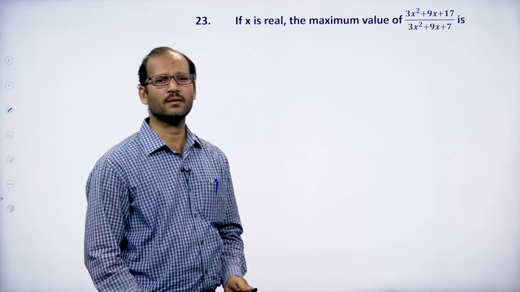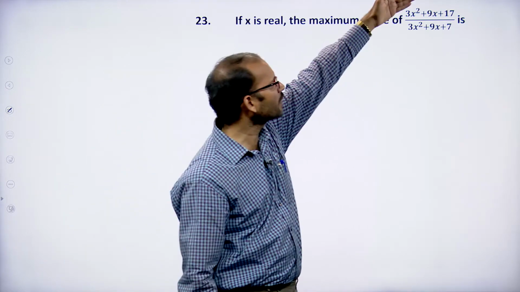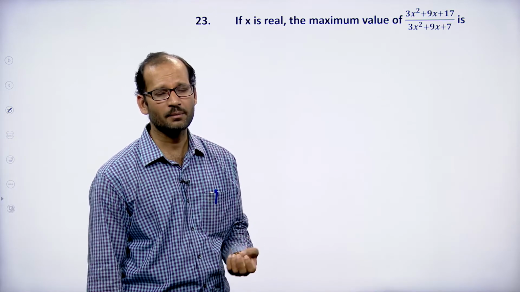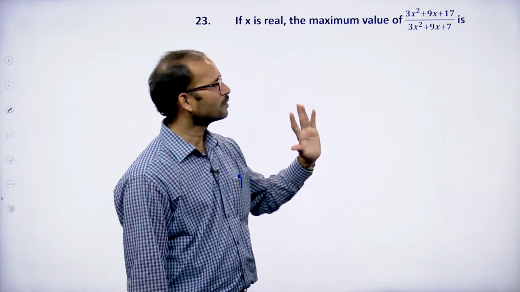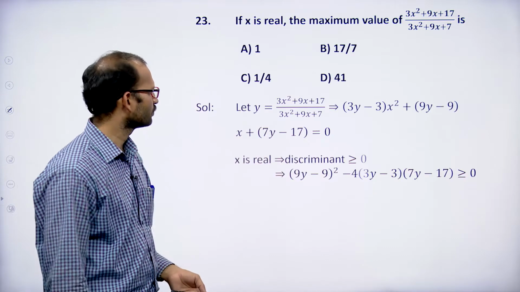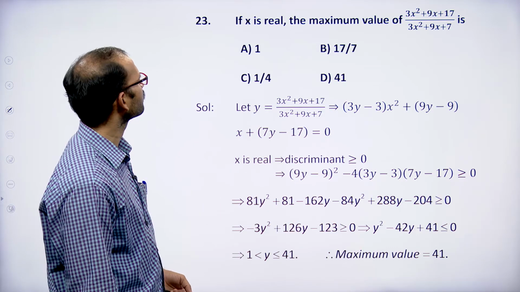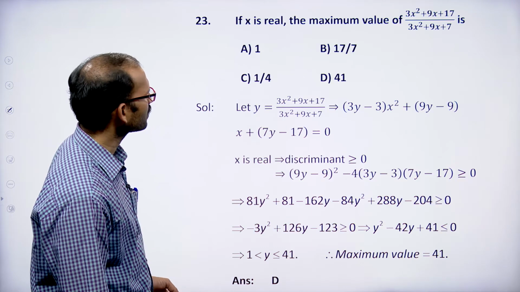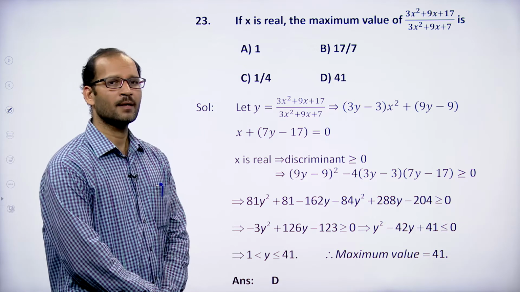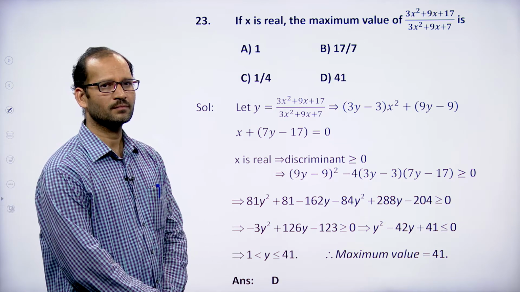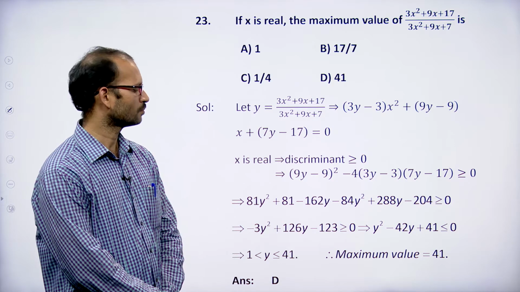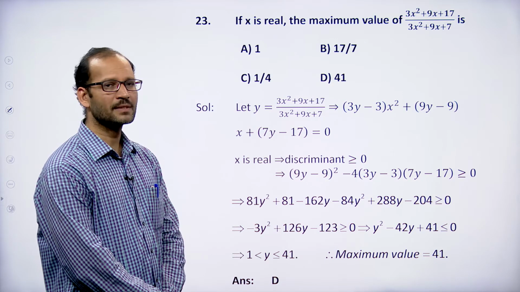The maximum value of this, again the same: taking it equal to y and solving the equation, because here we have two different quadratic expressions in the numerator and denominator. So we cannot apply the f(±√(c/a)) shortcut here. The general procedure is taking this expression as y and proceeding. Please note down the question and answer. The answer is 41 for this question. Okay, done.